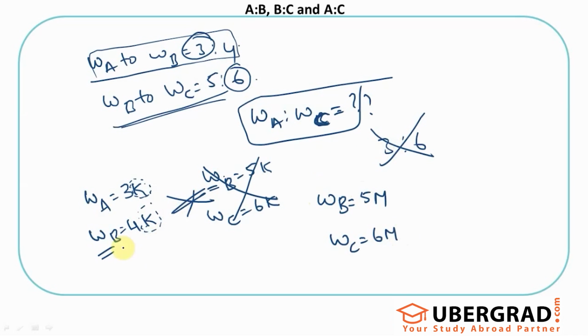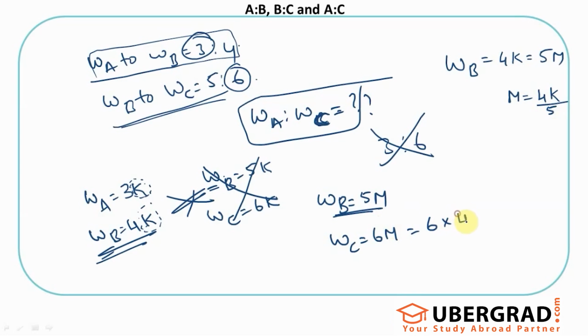Now I have a connection. The actual weights are 4k according to one variable and 5m according to another variable. So weight of person B should be the same in the absolute sense. So that means 4k should be equal to 5m. So that gives me m is equal to 4k by 5. Now I can convert WC as 6 into 4k by 5. That will be 24k by 5 is the actual weight.